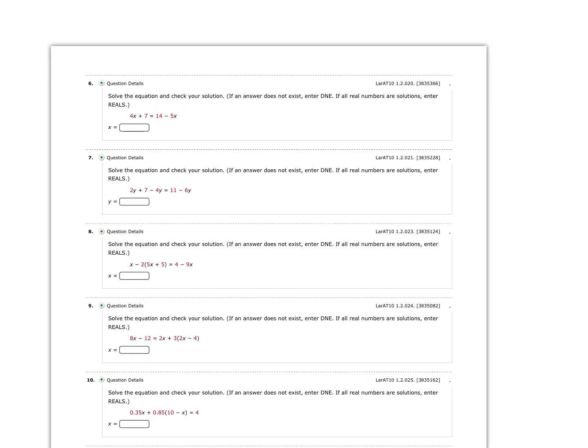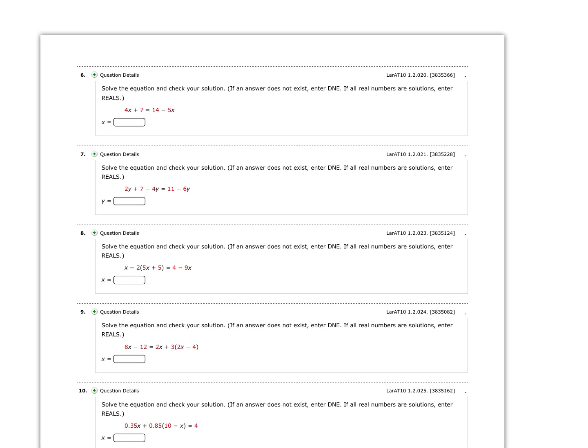Keep going here to number 6. Again, another multi-step equation. I've got 4x plus 7 on the left and 14 minus 5x on the right. I'm going to add 5x to both sides, again because I like the variables on the left. You can do whatever you want. 9x plus 7 equals 14. I'm going to subtract 7 from both sides, and I'm going to get 9x equals 7. Now, the 9 is attached to the x. It's being multiplied. The opposite of multiplication is division. So x is 7 over 9.